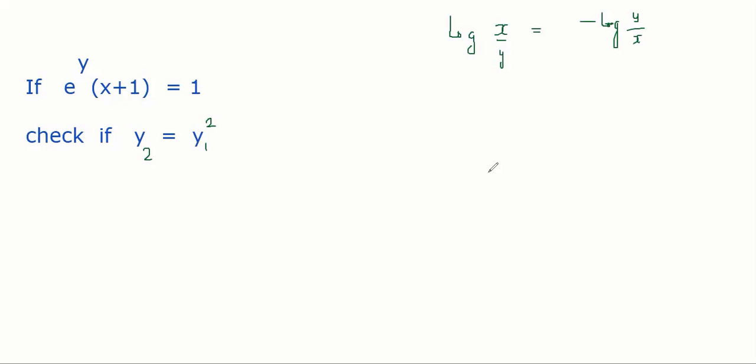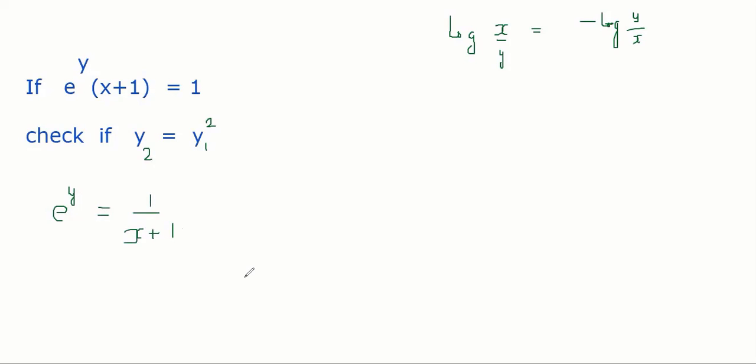Now, how is it useful here? My question is e to the power y into x plus 1 equal to 1. If I take x plus 1 to the other side, my question becomes this: e to the power y equal to 1 by x plus 1.